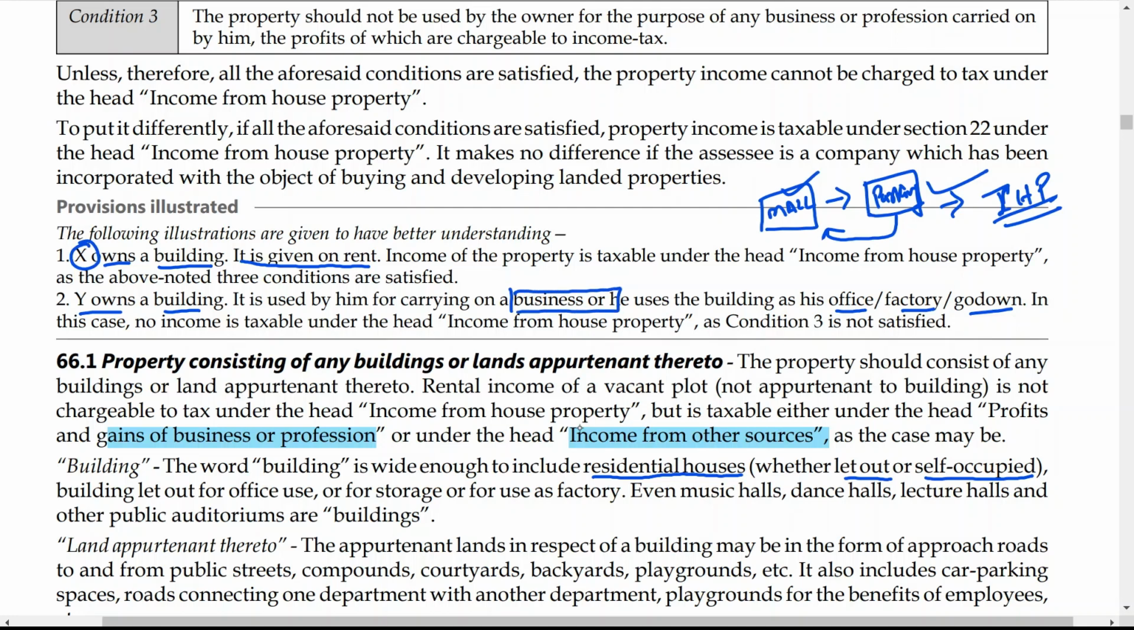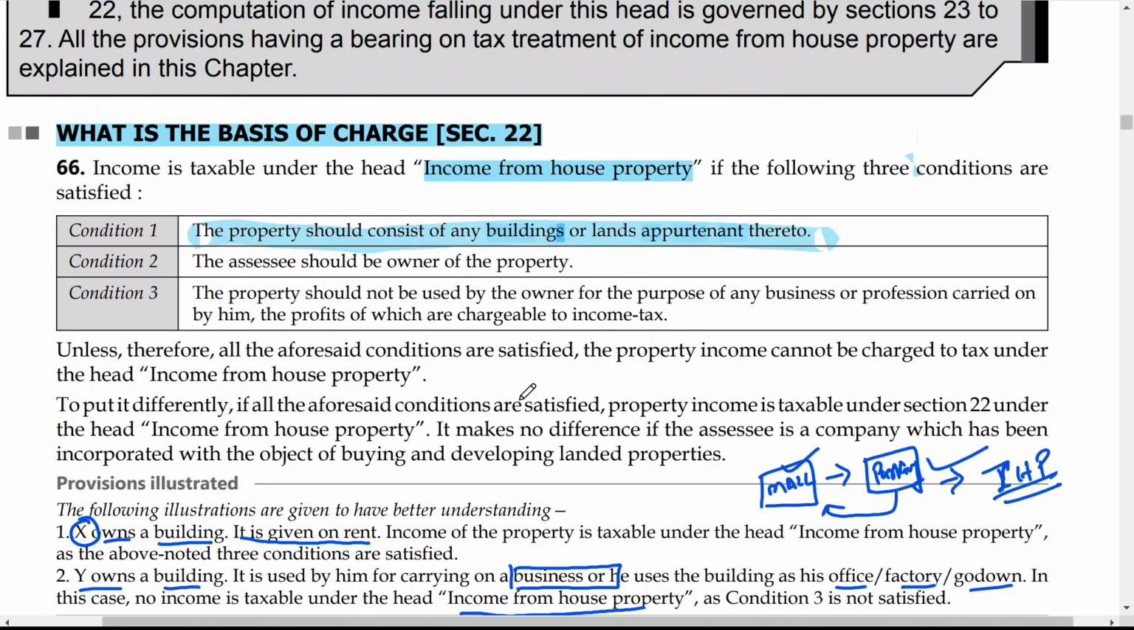That means what? In this case, no income is taxable under the head income from house property, as condition 3 is not satisfied because the property is used for the business purpose. So the third condition is not satisfied. Two conditions are satisfied, but the third condition is not satisfied. So that is why we can say that it is not considered as income from house property. So once again, all the three conditions must be satisfied.